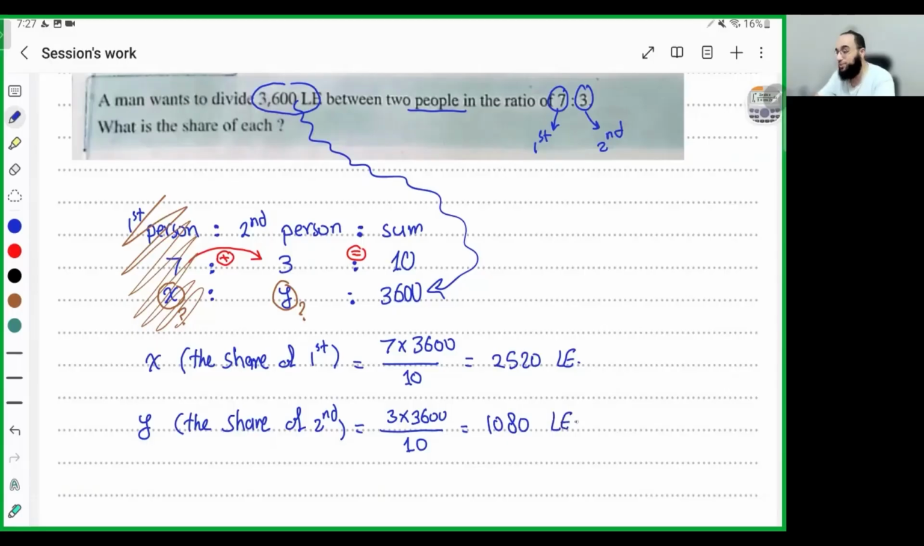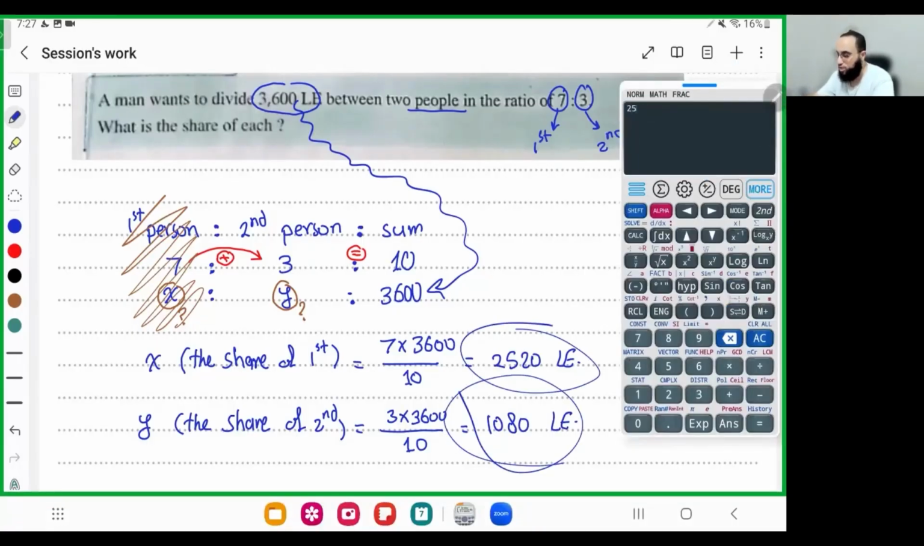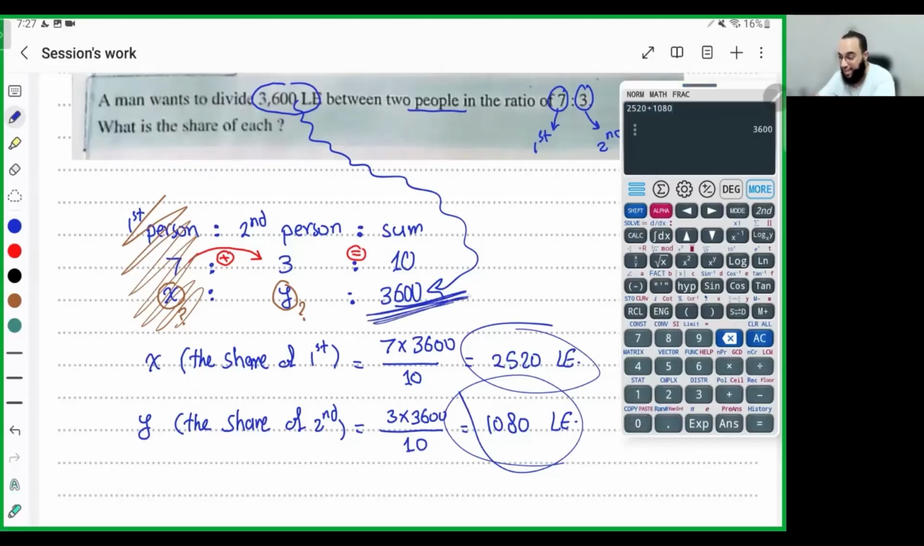Actually, to check your answer, add them together. 2520 plus 1080 gives you the actual sum. Yes, it's the actual sum, so we are correct. Is it clear? Any problem? No. Thanks.